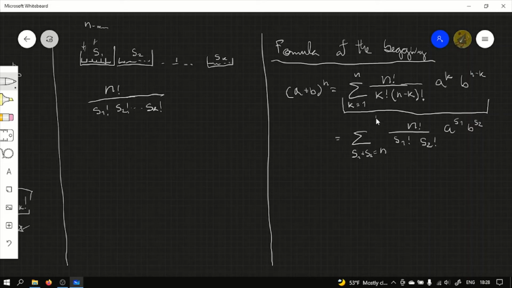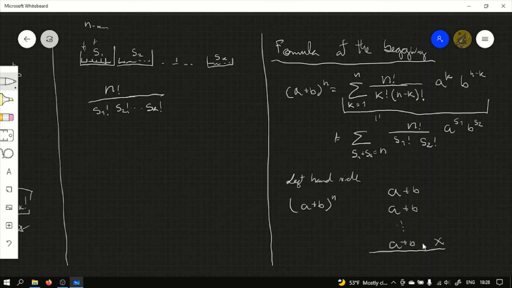This is on the right-hand side. Now, on the left-hand side, to multiply this, we go b times b times b times b times b times b times b times b. That is b^n. Then b times b times b times b times b times b times a. That is a times b^(n-1). And we are putting here all these combinations of ways that we can have here.